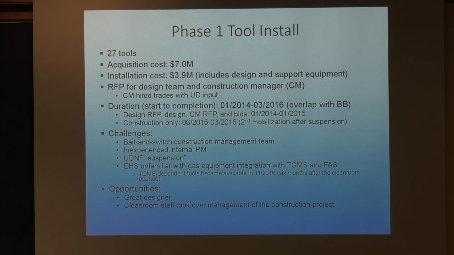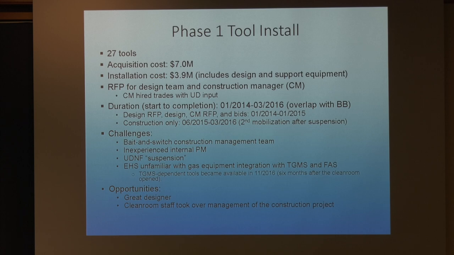Another challenge was that EHS was not familiar with integrating equipment with TGMS and fire alarm systems. So even though we presented them all the drawings and gave them time to review, they allowed us to have the UV/IR sensors, the gas cameras, and the VMB integrated to the toxic gas monitoring system.